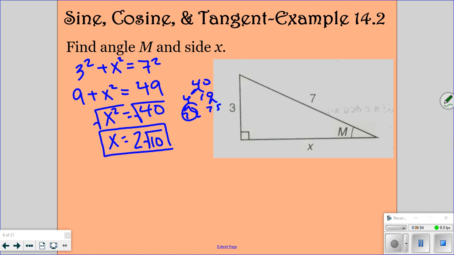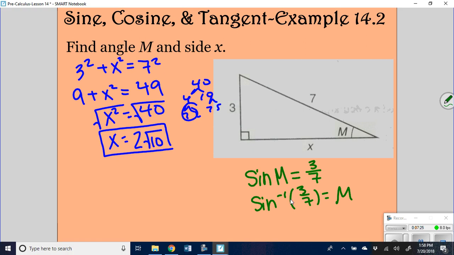Now to find your m. We have the opposite and the hypotenuse, so we're going to want to use sine. So the sine of angle M is equal to 3 over 7. The way that we're going to find M, we are going to switch the M and the 3/7. So the sine inverse of 3 over 7 is equal to M. So when you switch these two, you have to do the inverse.